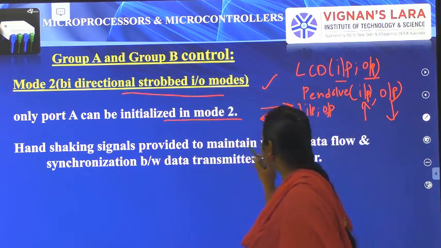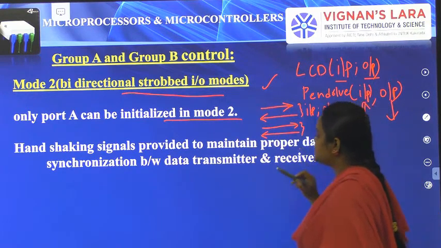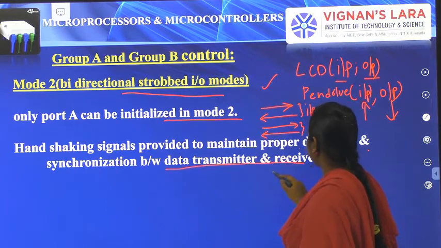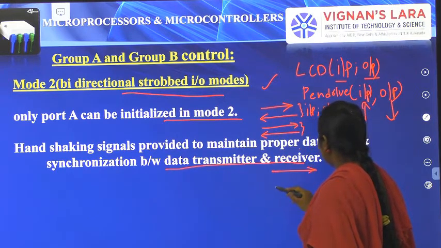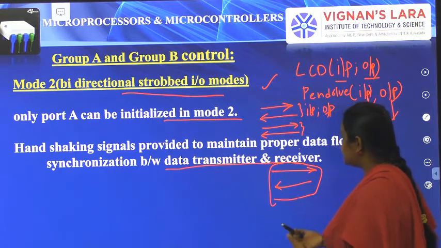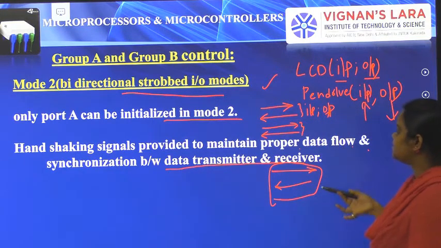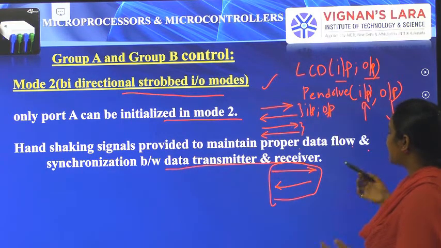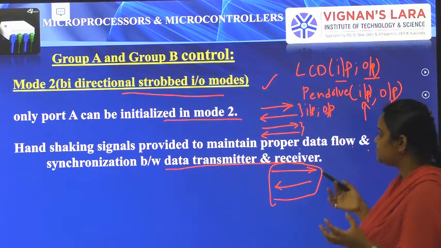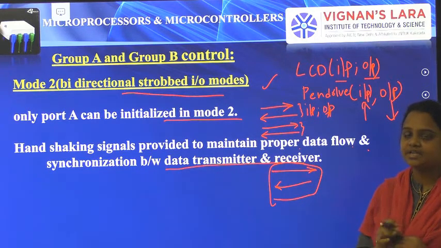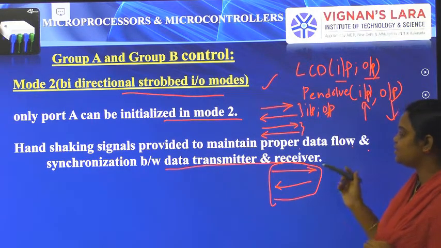Handshaking signals are provided to maintain proper data flow and synchronization between the data transmitter and receiver. That means for attaining proper data transmission between the sender and the receiver, we are using this mode 2 operation. So with handshaking signals we provide exact synchronization between transmitter and receiver by using mode 2 bidirectional.